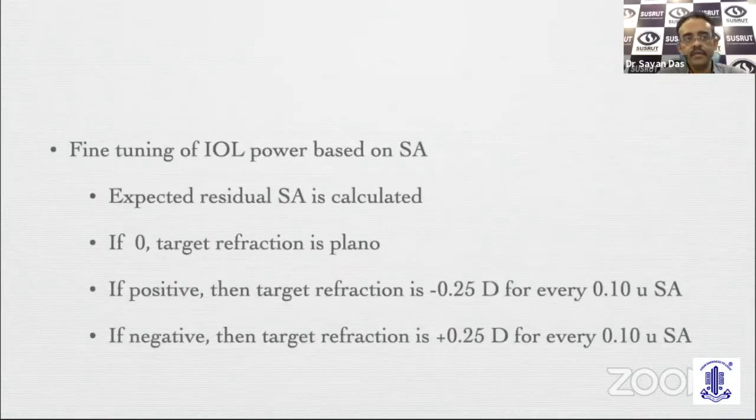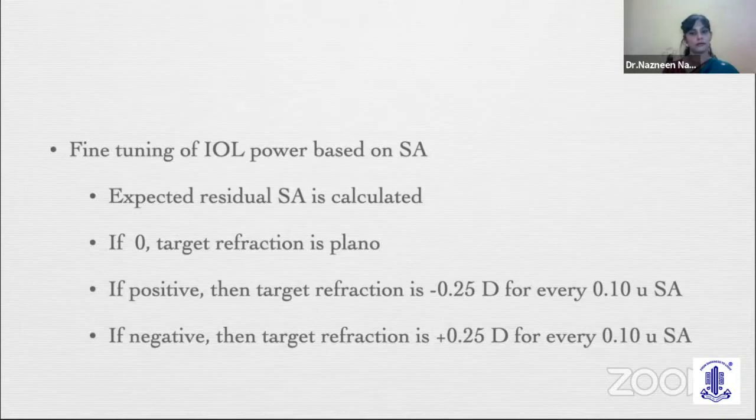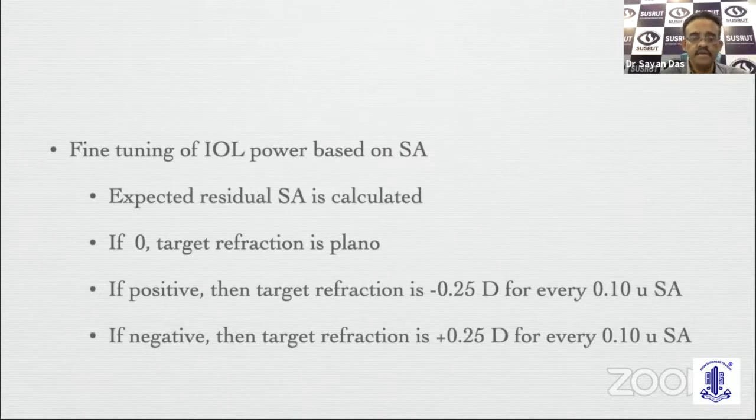We can also fine-tune IOL power based on SA. We can judge preoperatively the expected residual SA according to the IOL we are using. If the expected residual spherical aberration is 0, the target refraction should be plano. If it is positive, then the target refraction should be reduced by 0.25 diopter for every residual spherical aberration of 0.10 micron. And if it is negative, then the target refraction should be increased in steps of 0.25 diopter sphere for every 0.1 micron of spherical aberration.